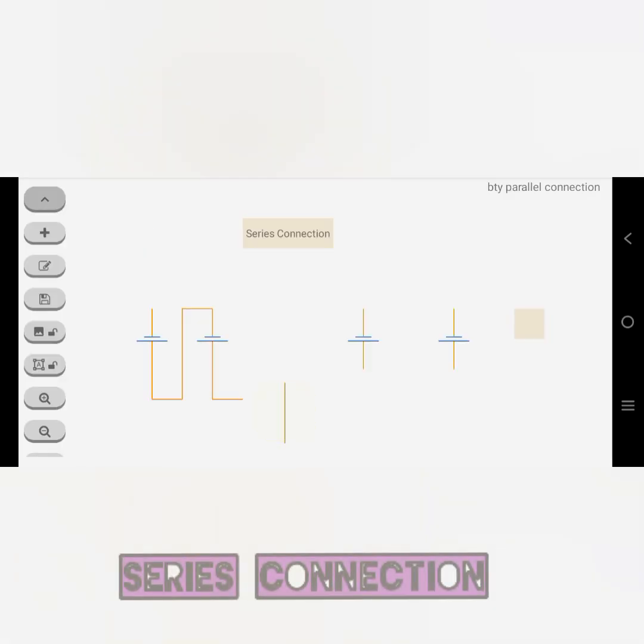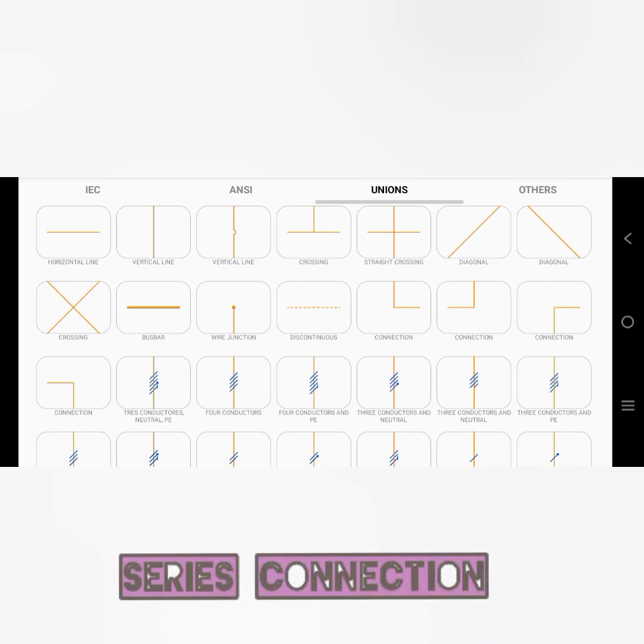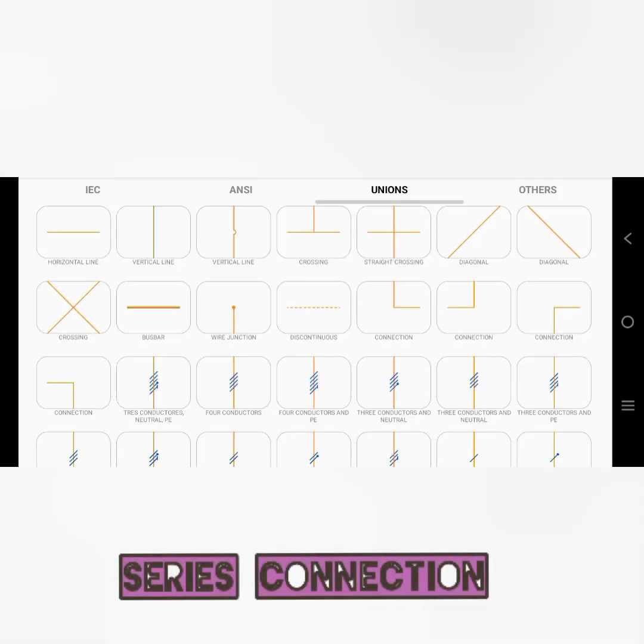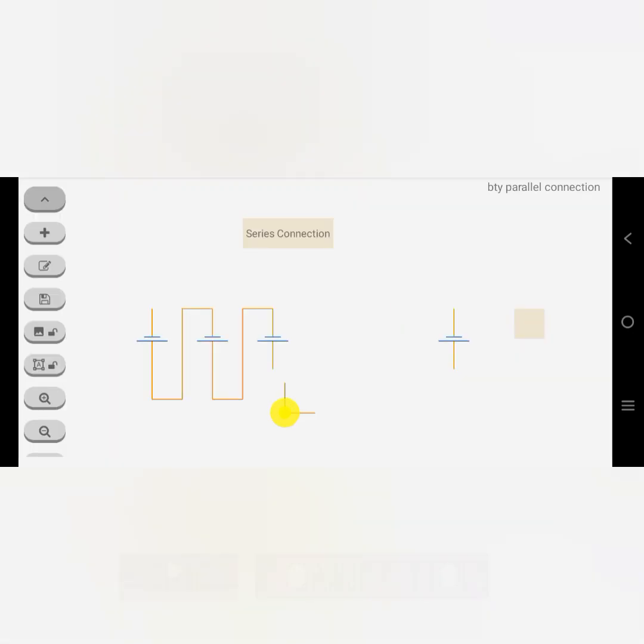and the third battery's positive is connected with the fourth battery's negative. This is how the series connection is made. Automatically your load terminal will be connected with one end of your negative and the other end of your positive. All the batteries are connected in a series combination.